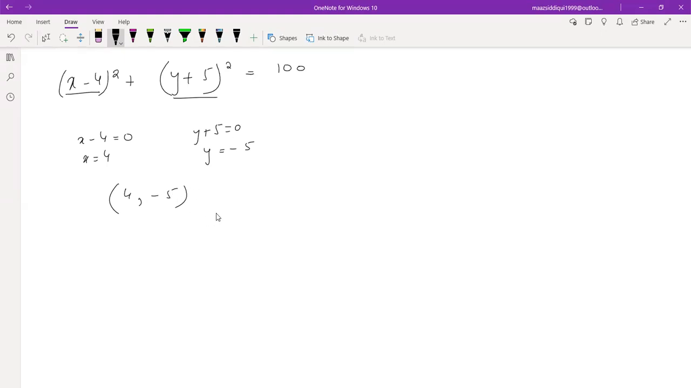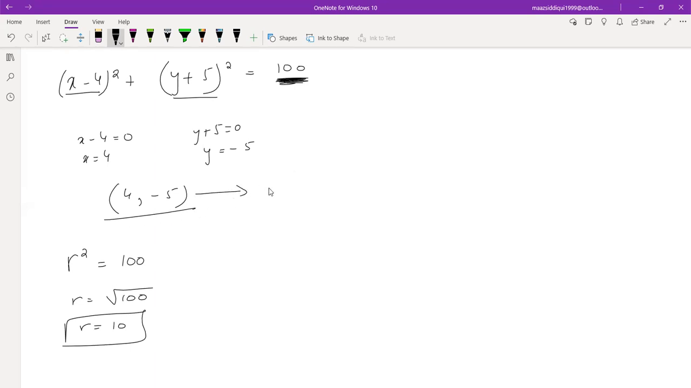What is its radius? Remember, this value over here is equal to r square. So r square is equal to 100, and then I can say r is equal to under root 100, and r is coming as 10. So the circle that has its center at these coordinates has a radius equal to 10.